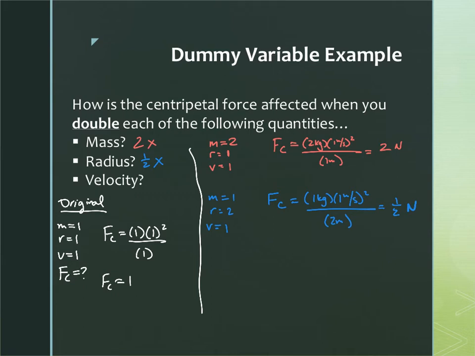And now finally velocity. This goes back to being 1, this is also 1, but now velocity is doubled. Just plug and chug there. So now it's 4 newtons. Notice there, when you double it, it quadruples the force. It's quadratic. Alright, so dummy variables are used to look for specific numerical relationships. So doubling a variable will cause so-and-so to increase or decrease by a specific factor. That's what you're using dummy variables for, to look for the specific factor.